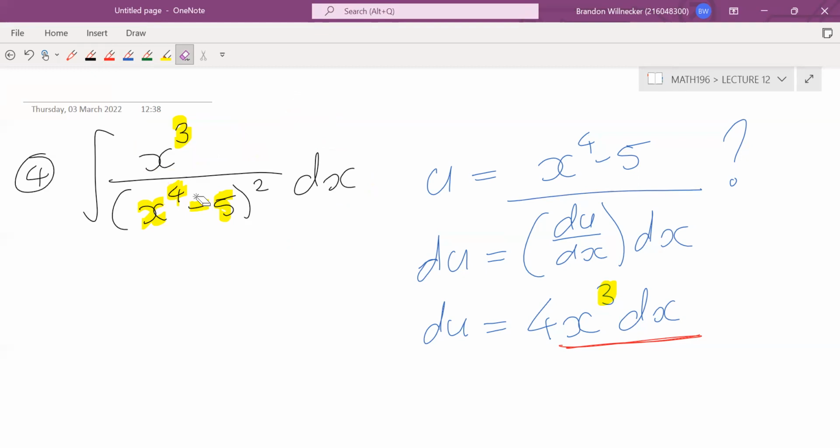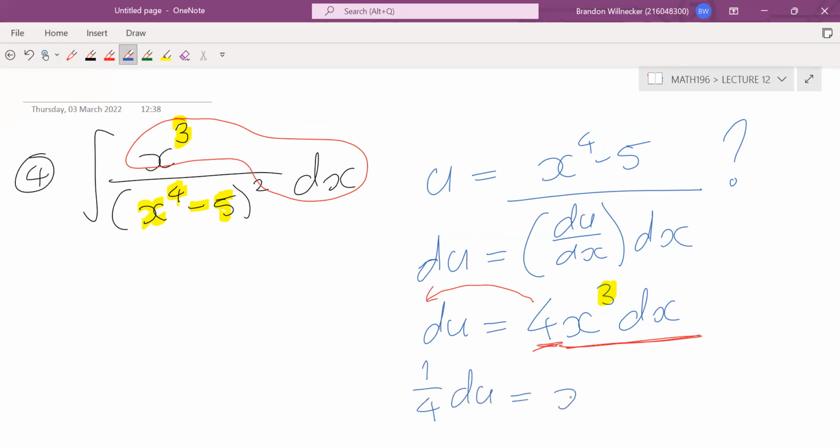Okay, but we've seen now when I circled this, we've got x cubed dx. But in our du expression, we've got 4x cubed dx. We don't want this 4 over here. So let's take that over. So we're going to have 1/4 du is equal to x cubed dx. Okay, which is what we've got. I circled that in red.